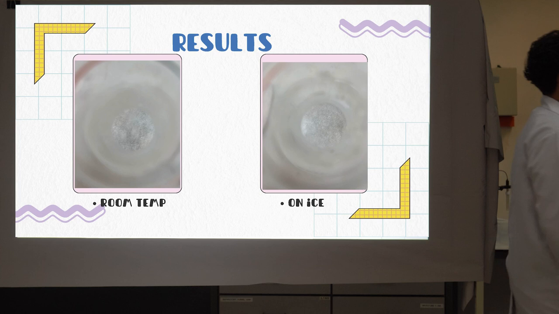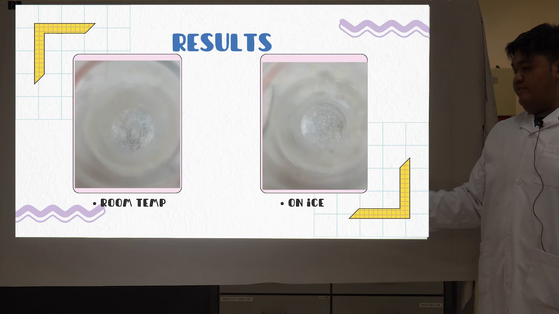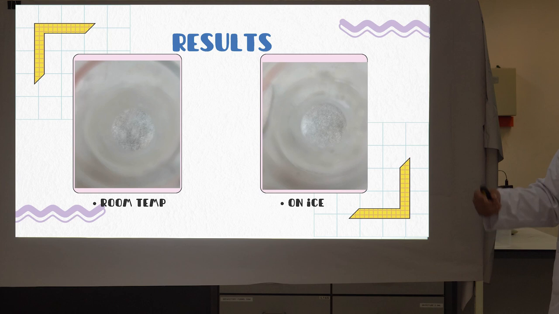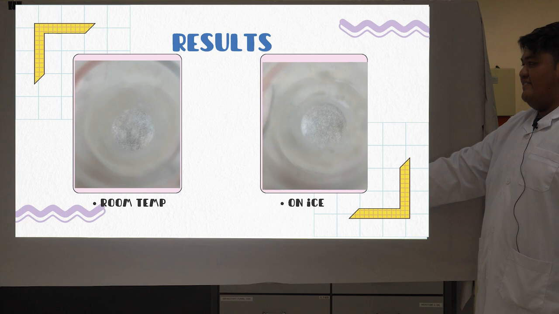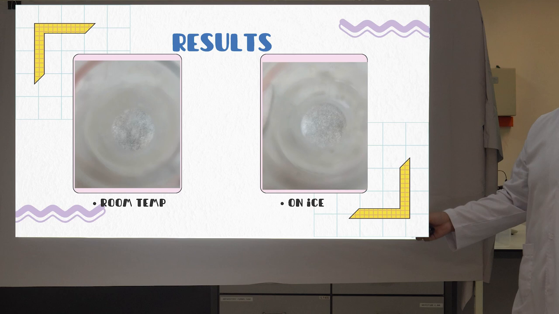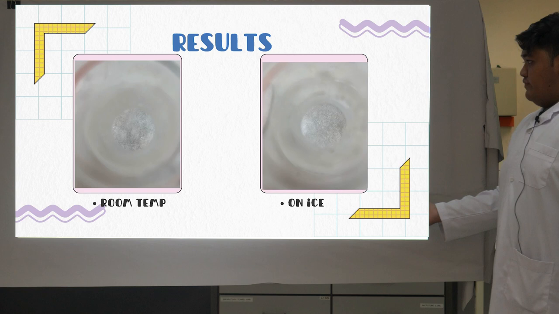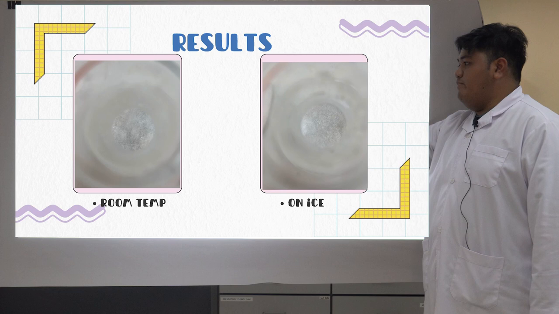Thank you. Now I'm going to talk about the result. Each group will have two flasks, one which is placed on the table at room temperature and the other placed on ice. As we can see from this sample from my group, the crystallization cannot be clearly seen as there is an excessive amount of solid that was put into the flask at the beginning of the experiment. This is a sample from the other group. As you can see, the crystallization is clearer in this sample. Next, I'm going to talk about the precaution and safety.